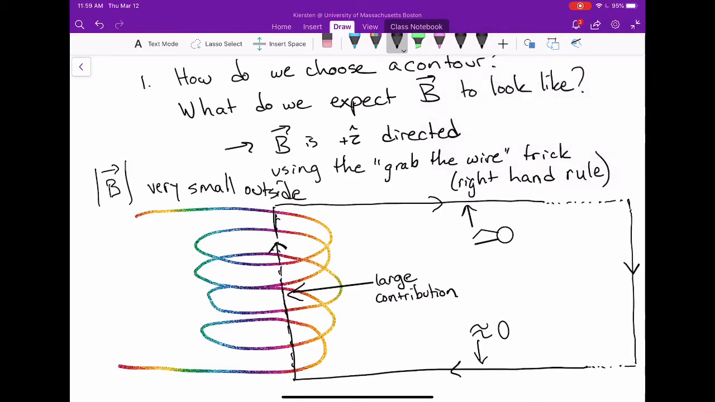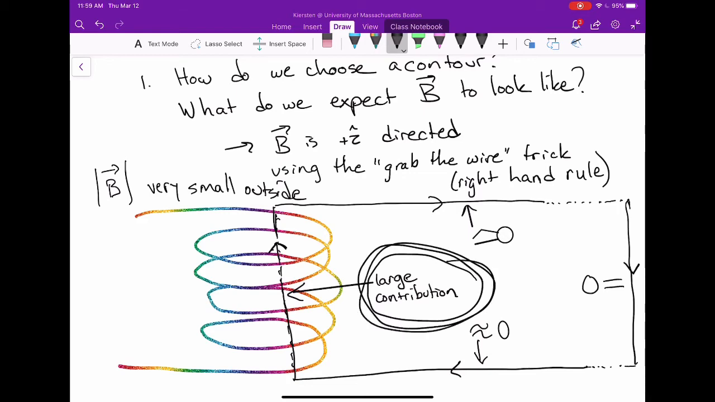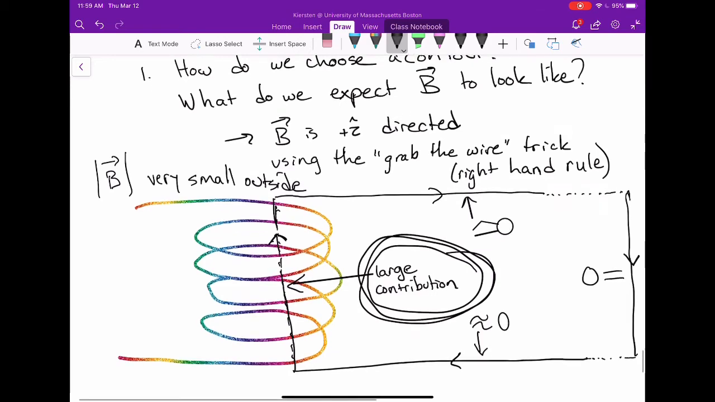This thing is trying to autocorrect my drawings, which is not great. And actually, nothing from this side. So the only contribution I really care about is the one from the inside of the solenoid. All right, so let's look at that part.